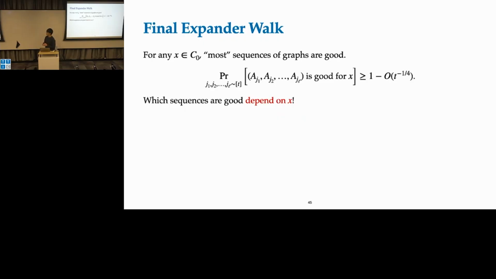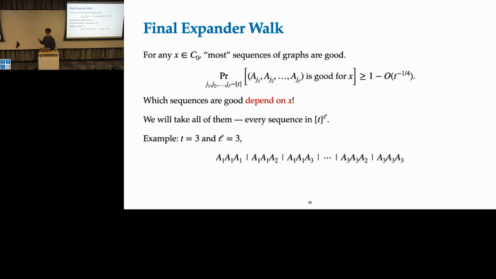The weird thing about this is that which sequences are good actually depends on X. So we cannot just pick one because some X might be bad. And we also don't know which sequences are good for each X. Well, we just take all of them. Let's just take every single sequence, t to the L of them. Here's an example: t equals 3 and L equals 3. The sequence of graphs will be this. We just take every single sequence and we stack them together: 1,1,1, 1,1,2, all the way to 3,3,3. This is our final expander walk.